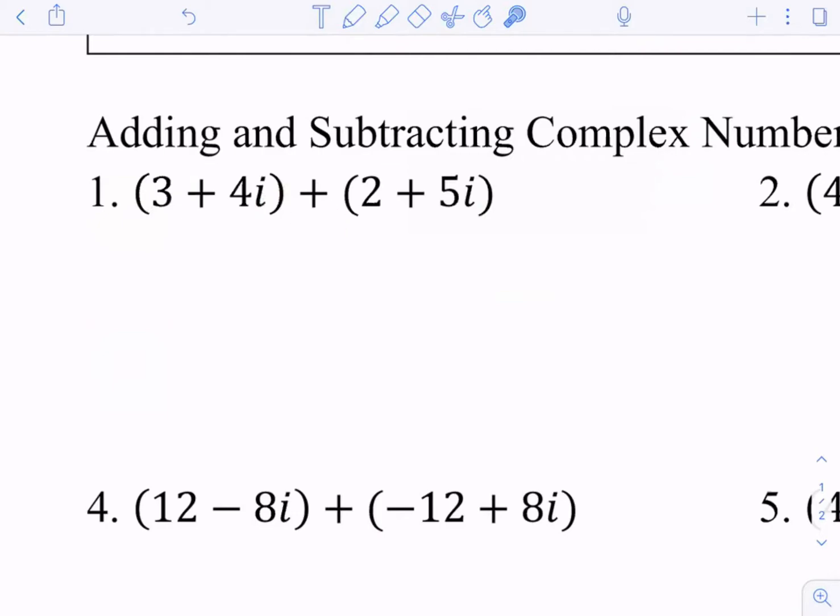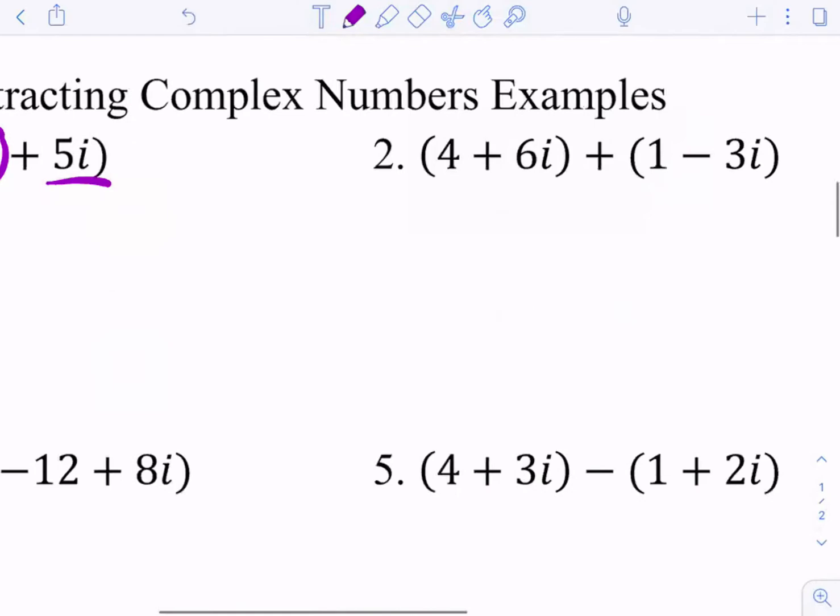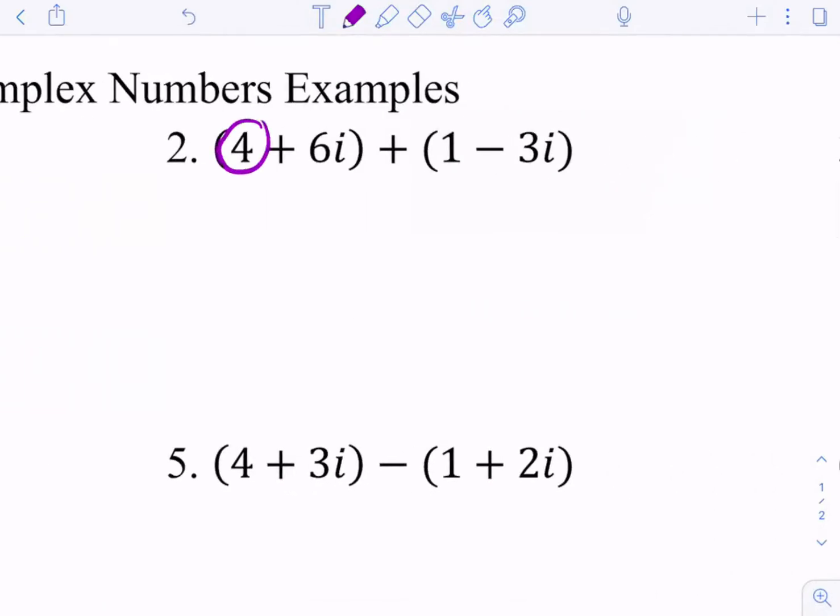So I'm trying to add these two together. I will always add a real number with a real number and an imaginary with an imaginary. So 3 plus 2 is 5, and 4 i's plus 5 i's gives us 9 i's. Same thing here. I have 4 plus 1 is 5, and a positive 6i and a negative 3i gives me a positive 3i.